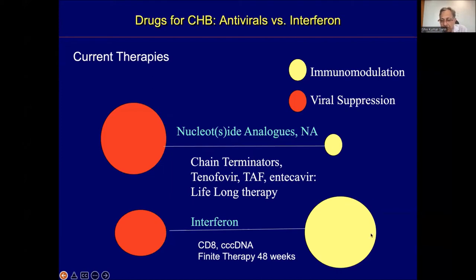Interferon is a strong immunomodulator. It makes your CD8 active, though it is not a very strong viral suppressor. Normally you give 48 weeks of therapy, whereas in this case it is lifelong therapy. Interferon makes your CD8 active and also breaks down cccDNA.